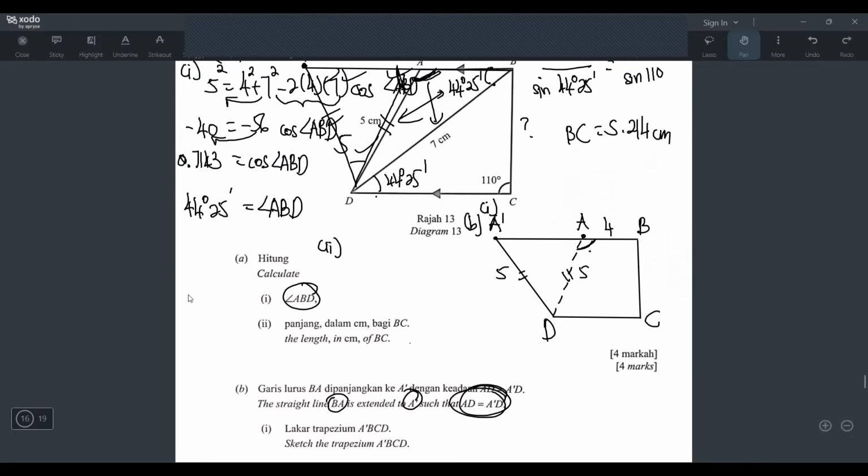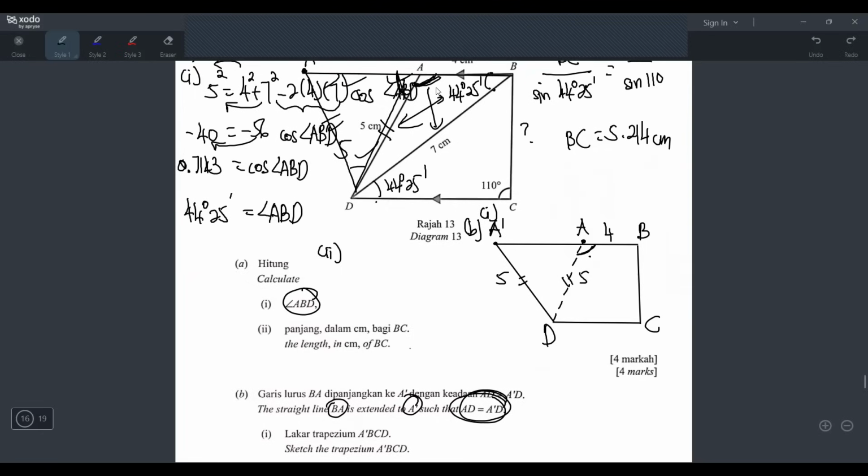Okay. So use the sine rule. So I'm finding an angle, so the angle sits on top. So sine also must sit on top. Sine BAD over the opposite, 7, equals one complete pair, sine 44 degrees 25 minutes over 5. And then now I can find sine BAD. It will be 0 point something.